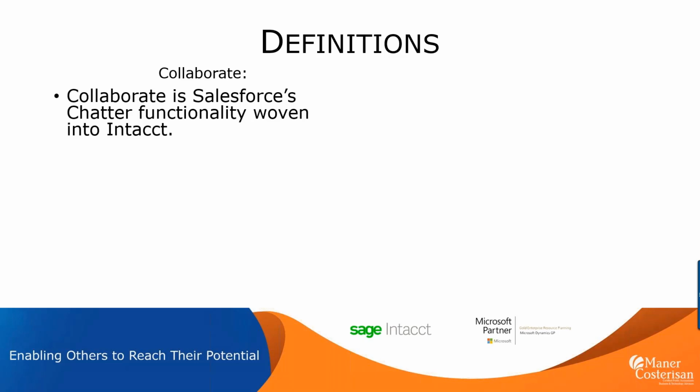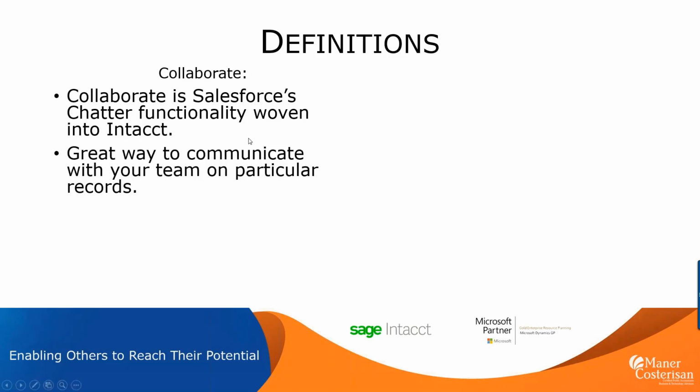This functionality has actually been available for a few years now, but in this day and age of more remote working conditions, and for those companies who are larger and more spread out, Collaborate is a really good way for you and your staff to communicate directly within Intacct. Now, a lot of organizations use something like Slack or Microsoft Teams to keep in contact with their team.